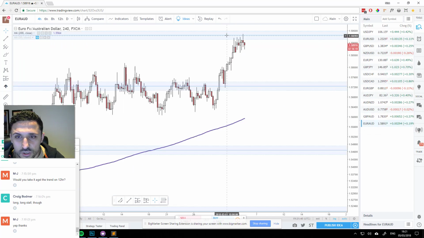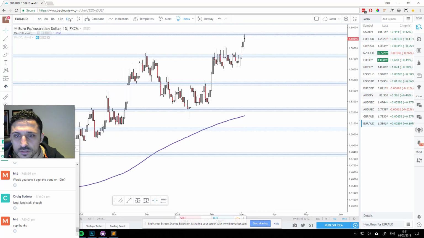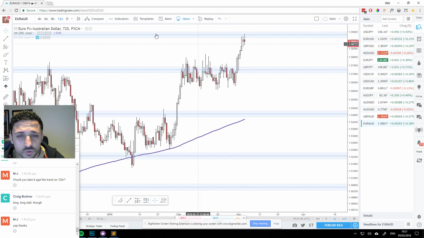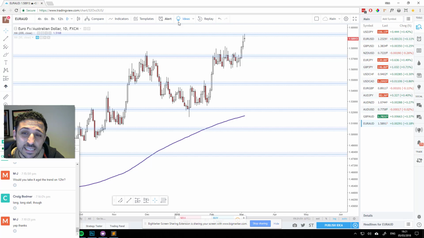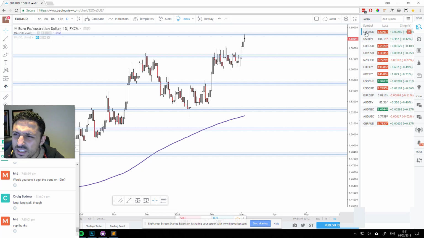GBPUSD, nothing. EURAUD. Stalling at this resistance area. 12-hour, daily. Stalling all over the place. Yeah, this can give us a reversal setup. Let's keep a close eye on this one too. So we have a little bit happening to start off this week.